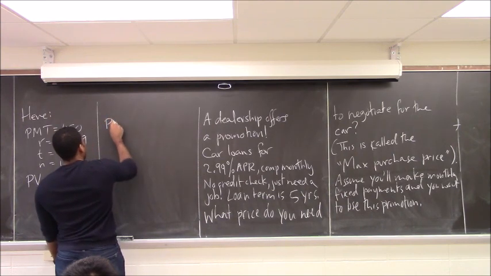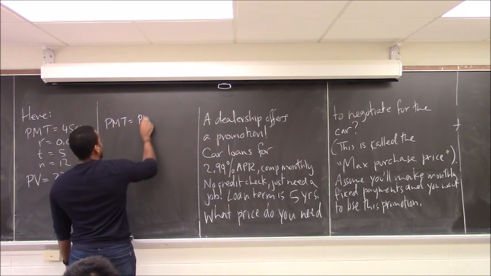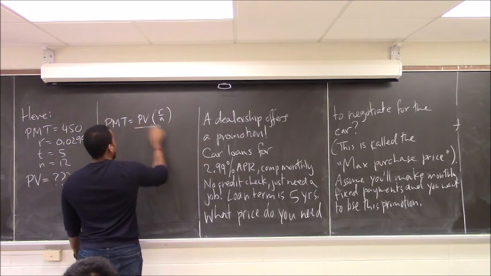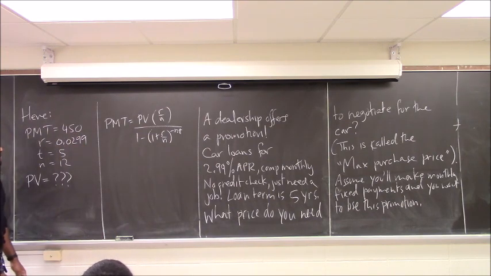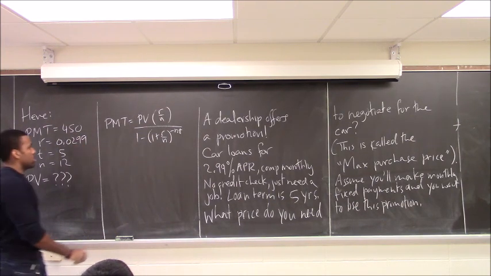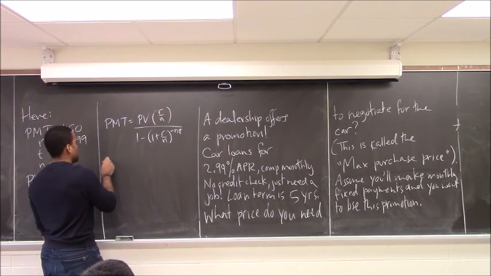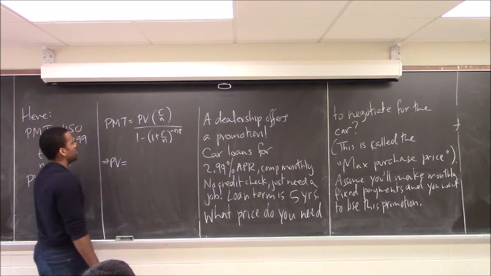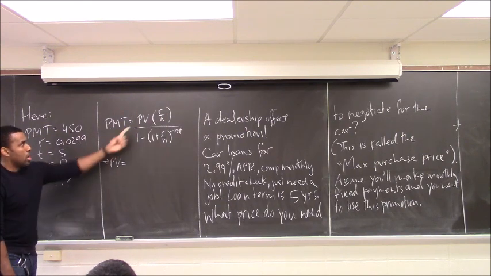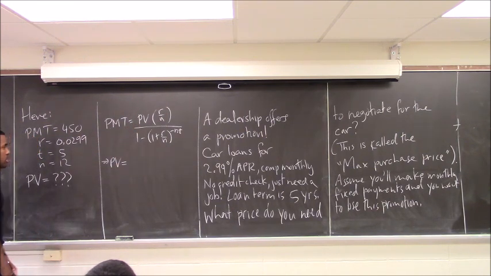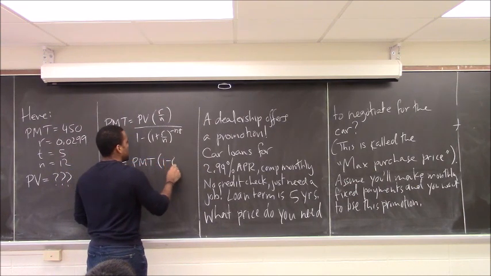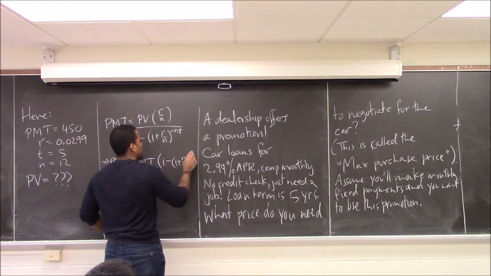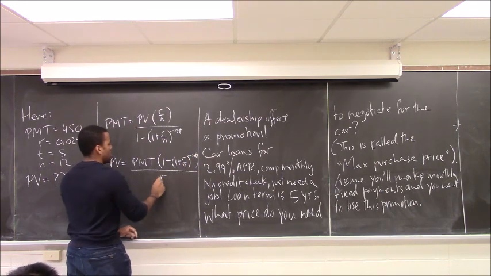This is going to be the payments formula again. I actually want to solve for the present value. We know what the payments are. I want to know how much I can borrow in the present so that those payments will actually work out in my favor. It's 1 minus (1 plus R over N) to the minus NT, over R over N.